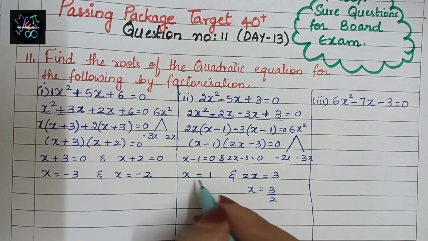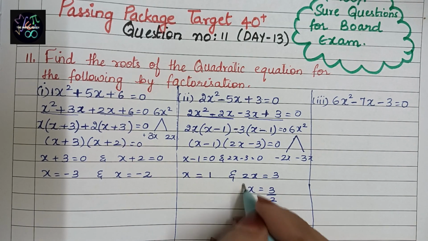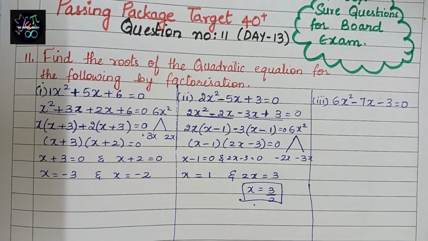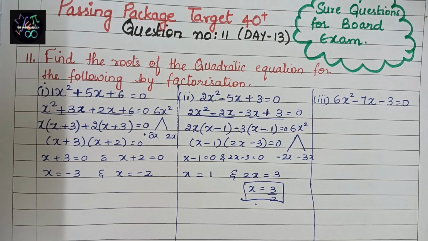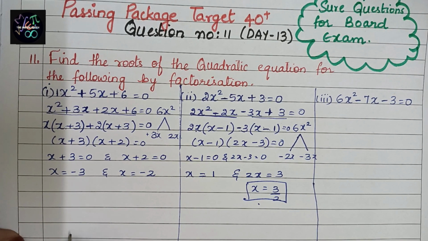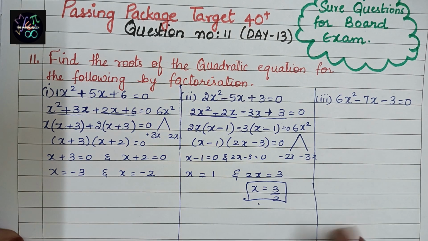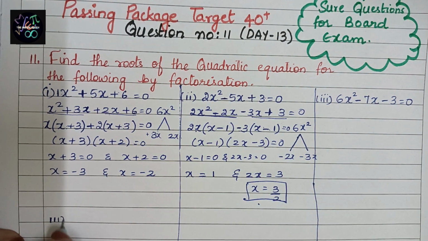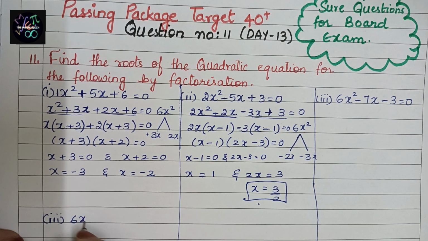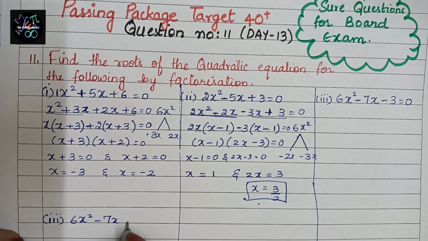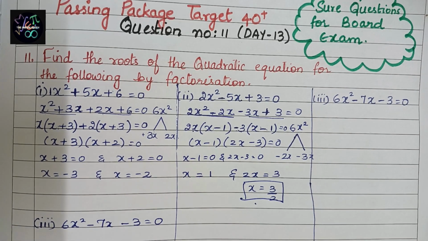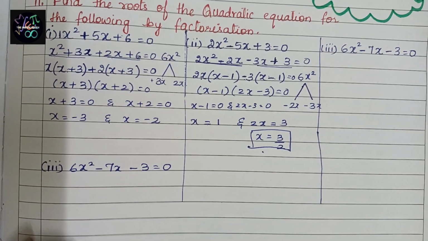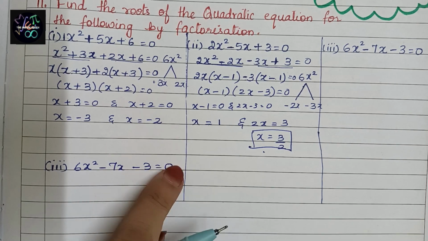So the answers are x equals 1 and x equals 3 by 2. Here the last one, I'll solve properly. I'll write down the question because there is small space, and this is a question from the state level paper also. So let us solve clearly. Okay, here 6x square minus 7x minus 3 equal to 0.